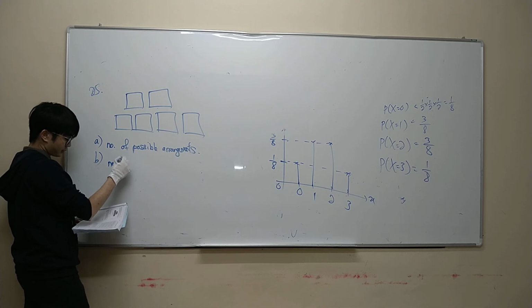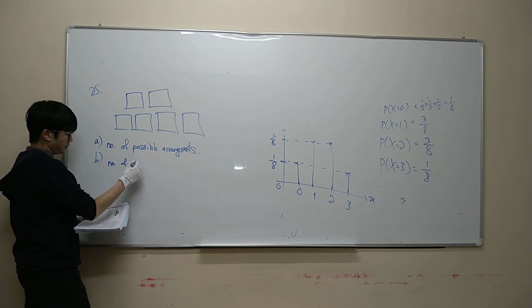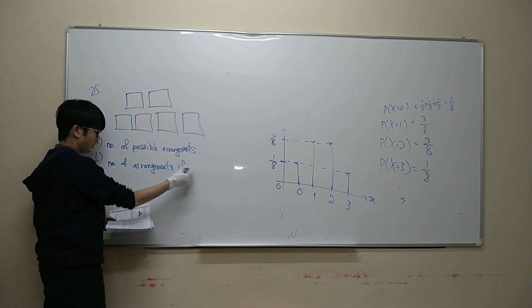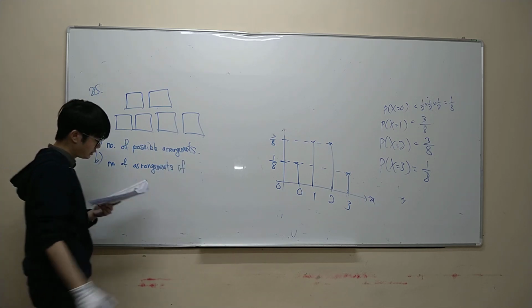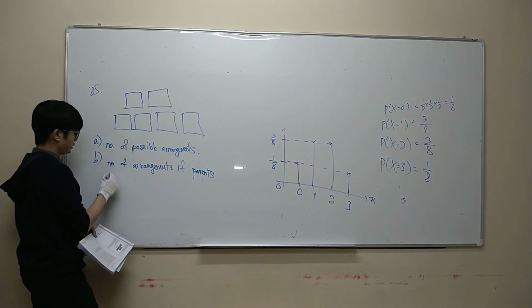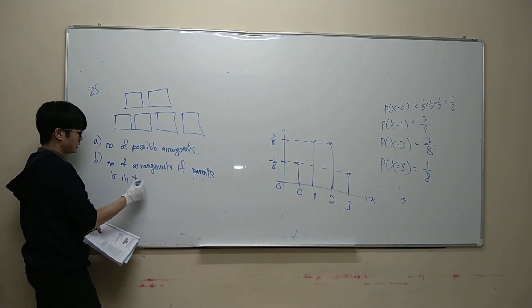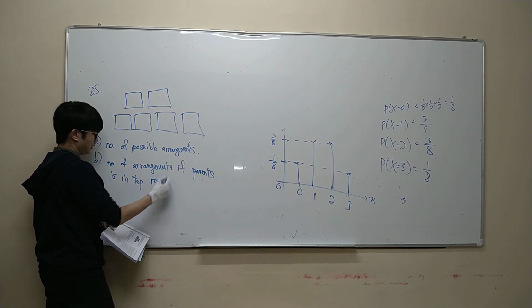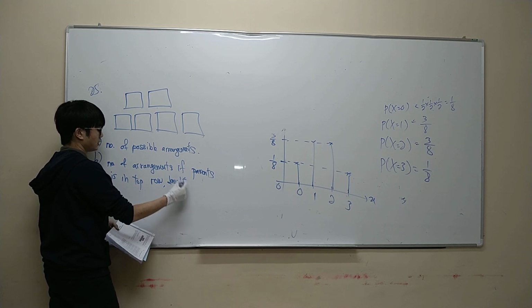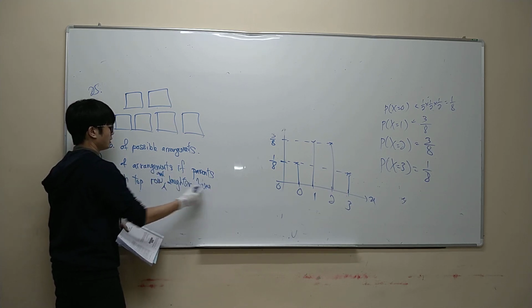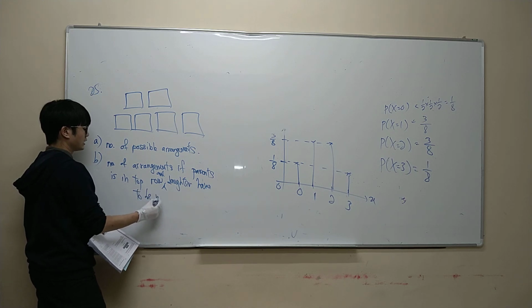B, any other restriction, other condition. Number of arrangements if parents are in the top row, and daughters have to be next to each other.